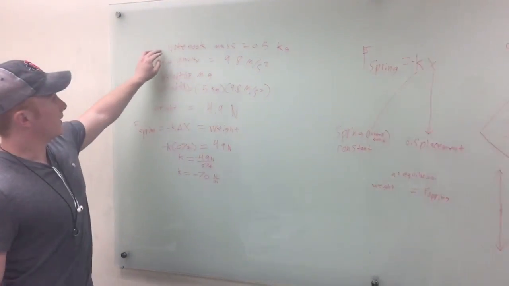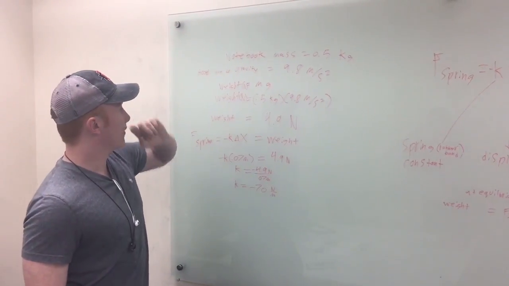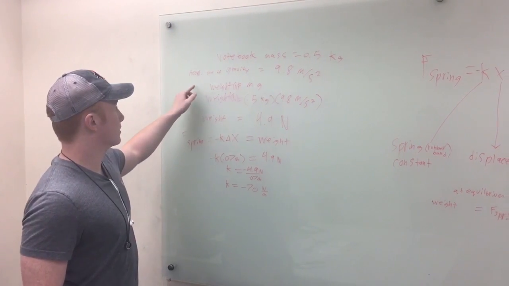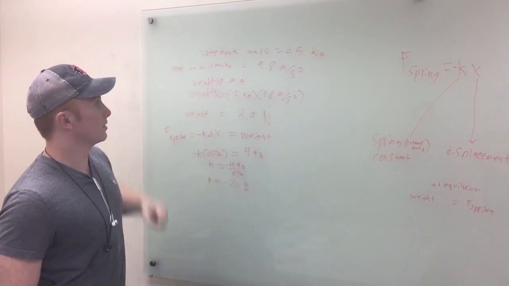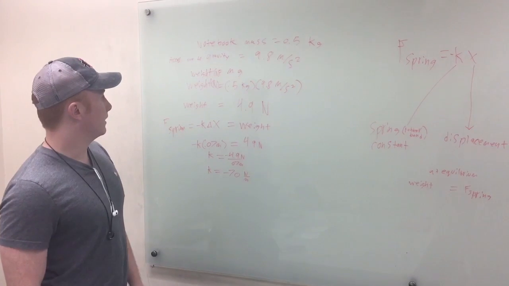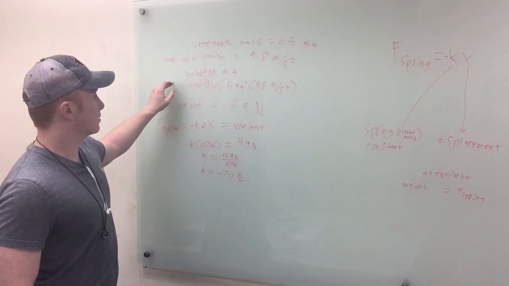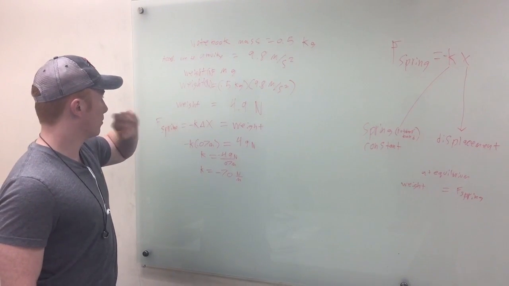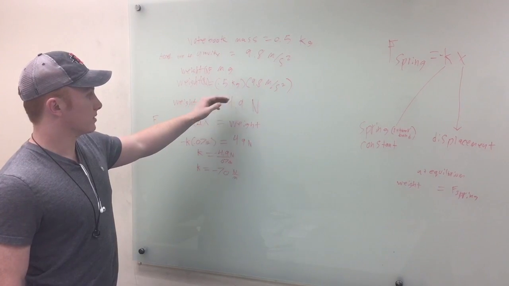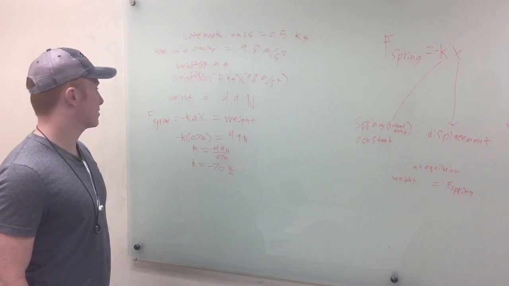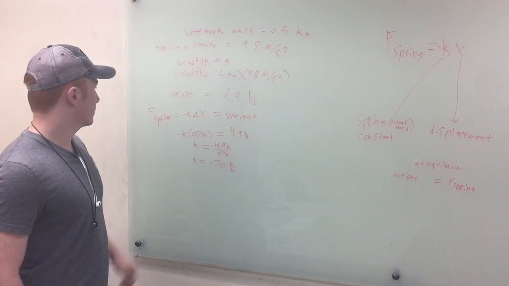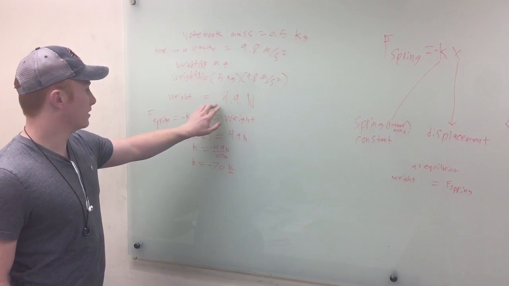We find that the notebook mass is 0.5 kilograms, and the acceleration due to gravity is 9.8 meters per second squared. So weight equals mass times gravity, 0.5 kilograms times 9.8 meters per second squared. We found that the weight is 4.9 newtons.